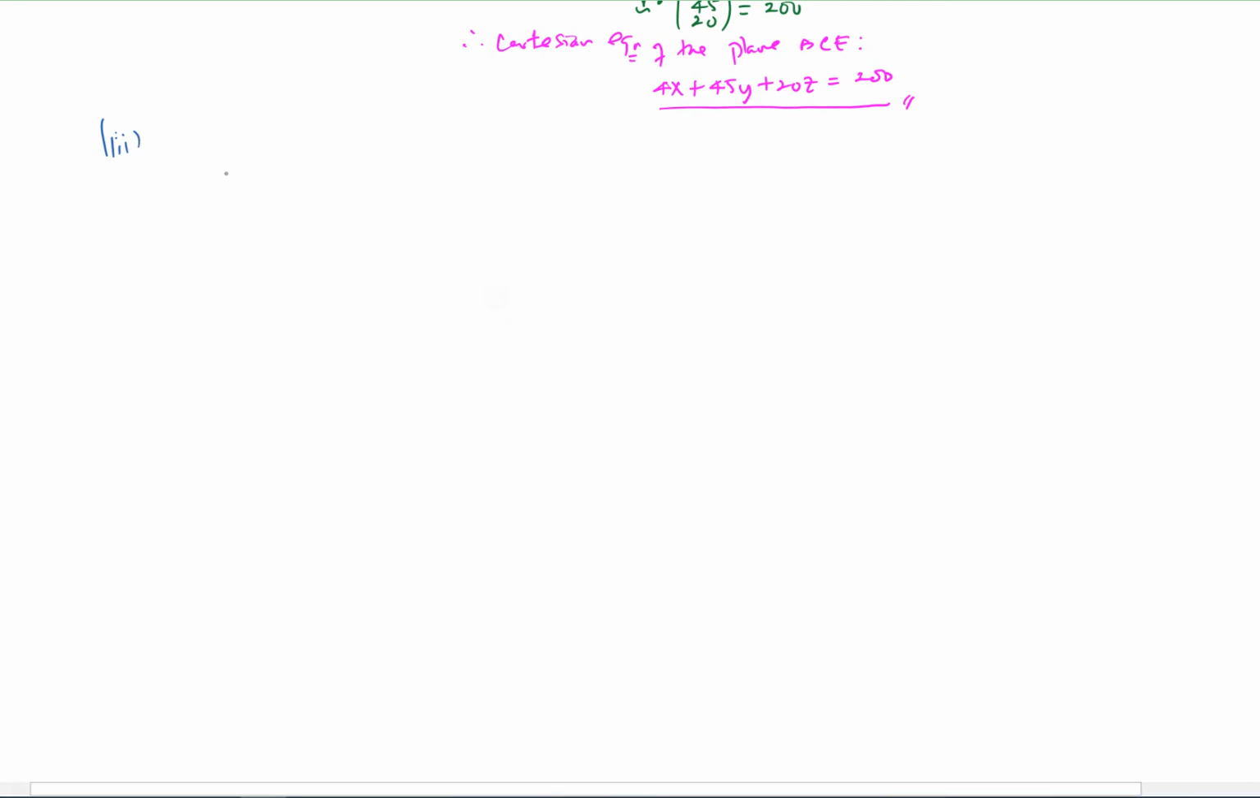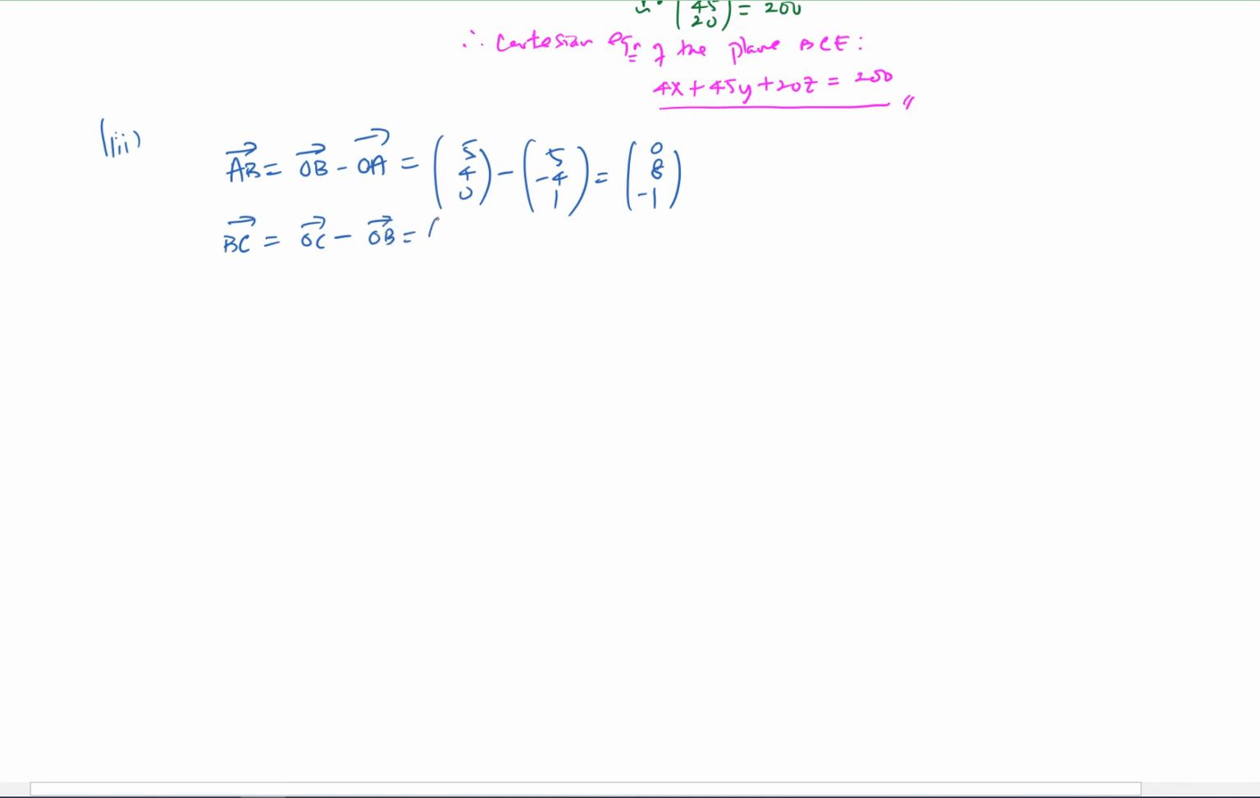So I'm going to write AB vector will be OB minus OA. I'm not sure whether we found it earlier. 5, 4, 0 minus 5, negative 4, 1. So it is 0, 8, and negative 1. And I'm also going to find BC, which will be OC minus OB, which is negative 5, 4, and 2, minus 5, 4, and 0. So I will get negative 10, 0, and 2.